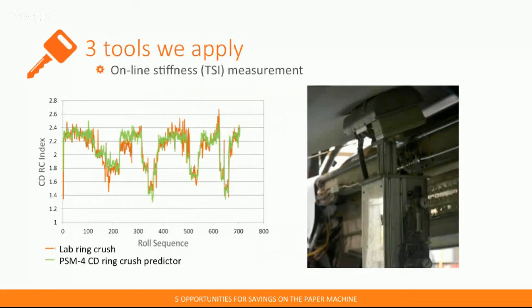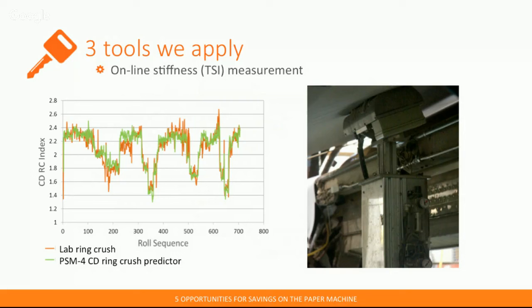There are 3 tools that we want to apply today that Aurelia have developed. The first one is an online TSI stiffness measurement. This is a single point measurement that sits on the paper machine. It's currently being redeveloped and improved as well, so it's very exciting for us. What it does is continuously measure properties like ring crush and SCT, burst, things like that. Concora crush, it can measure or predict as well.